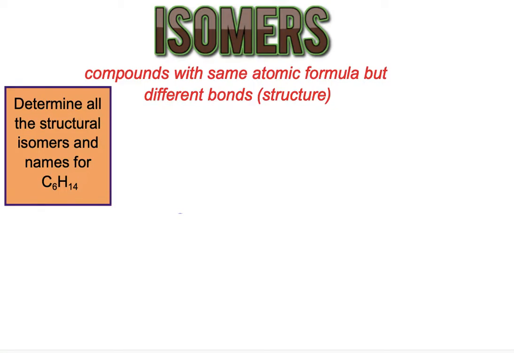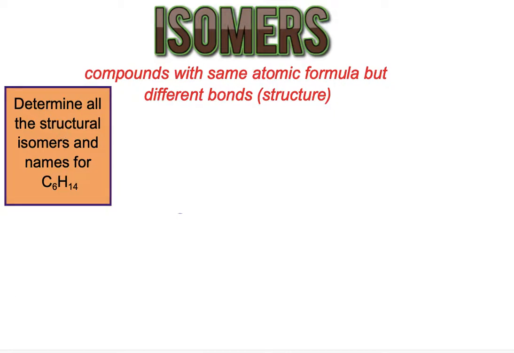Today we're going to talk about isomers, which are compounds with the same atomic formula, meaning the same number of carbons and hydrogens, or heteroatoms, which are like oxygens and nitrogens and halogens, but they have different bonds, or you could say they have a different structure. So they're not bonded the same way, meaning that maybe they have a longer or shorter chain, maybe they have different branches. So we have a problem here on the left.